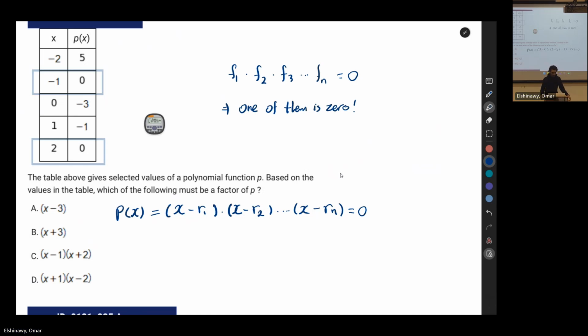Then, if I have a factor, and if I just plug in -1 in one of these factors, and I get 0, then I make the whole polynomial be equal to 0. So that is really the idea behind it. Is it clear for you?